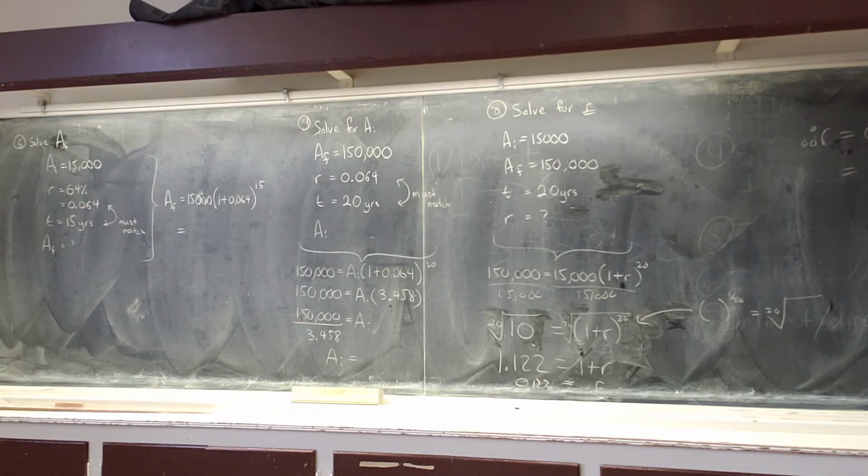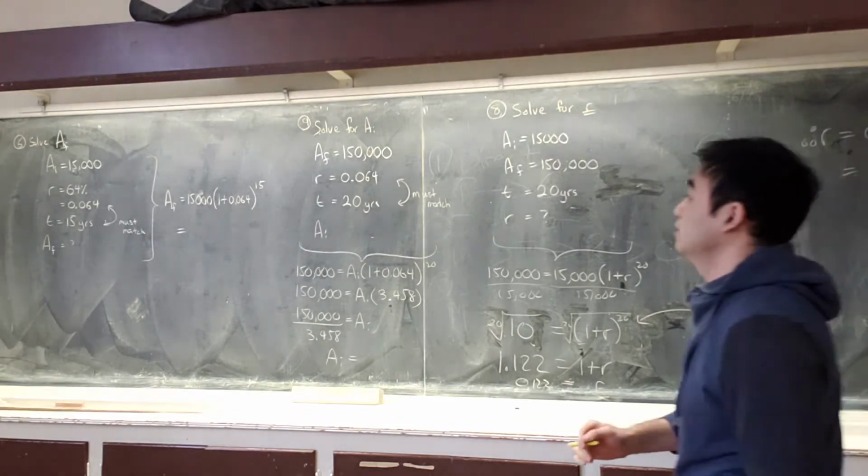Lastly, questions? No? Yeah, so you got 1.122, and then you go 1 plus r. What did you do with the 1 there? You just subtract both sides. Again, the whole point of algebra is I want to get r all alone. Last one.